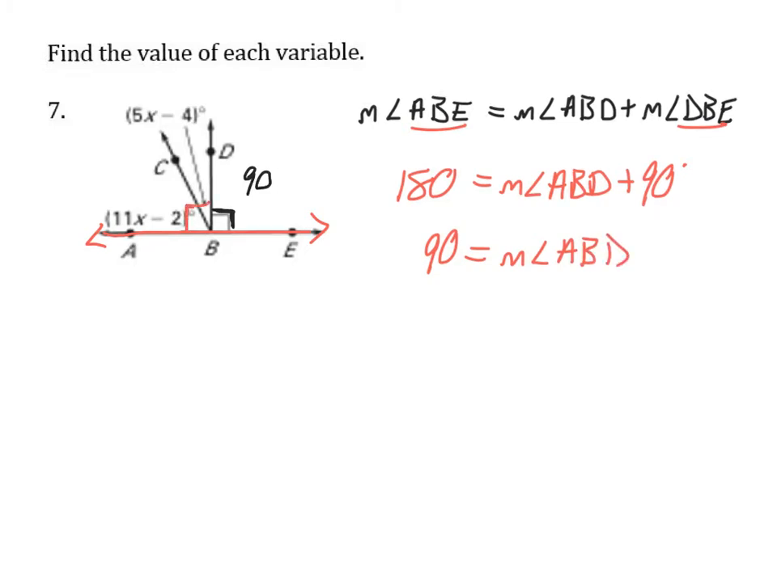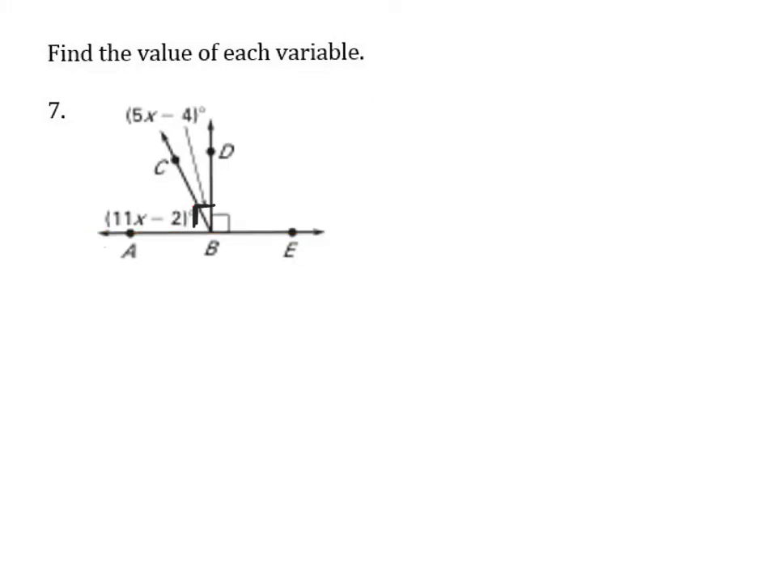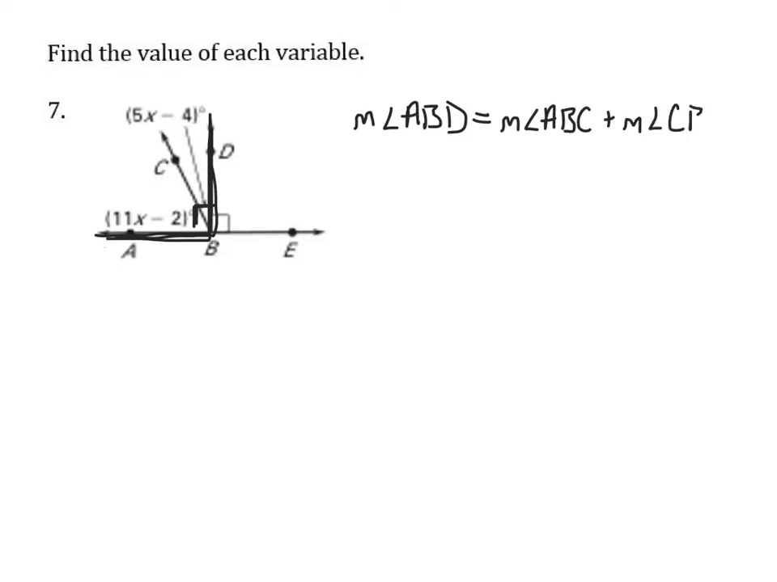I know this angle on the left is a right angle. Now I'm going to use the angle addition postulate again, and I'm going to focus on the measure of angle ABD. So I'm just going to focus on the left side of my picture over here. And I know that the measure of angle ABD is equal to the measure of angle ABC plus the measure of angle CBD.